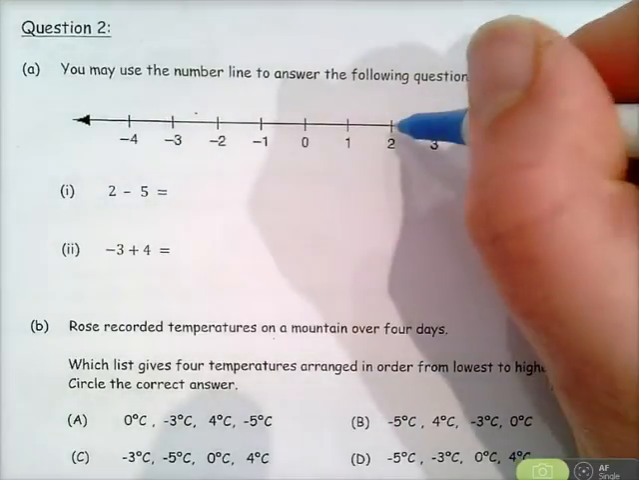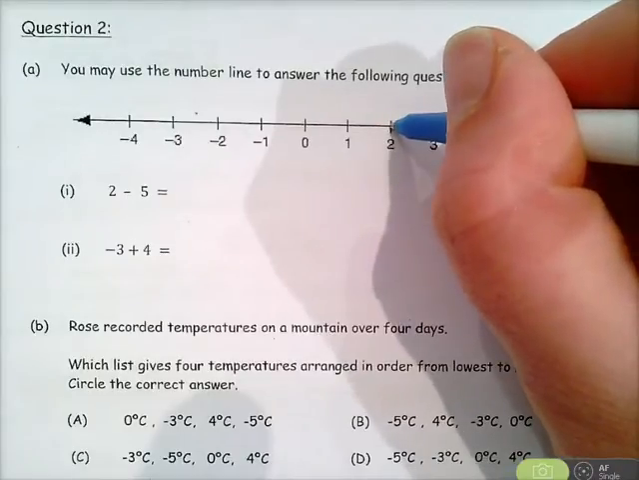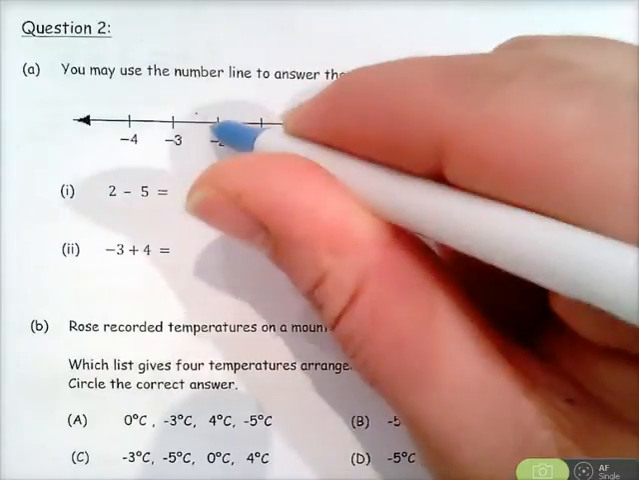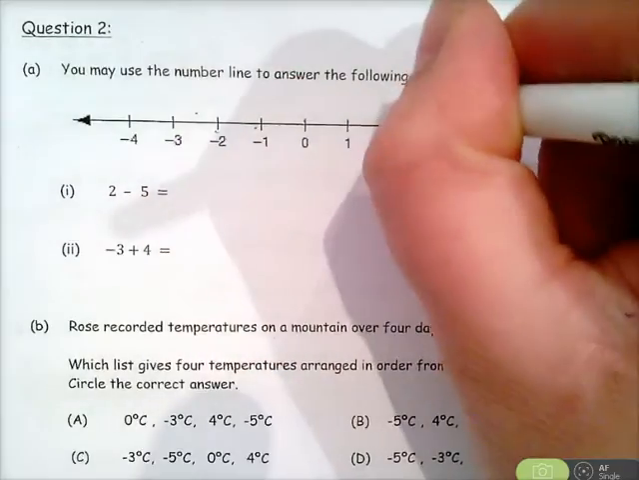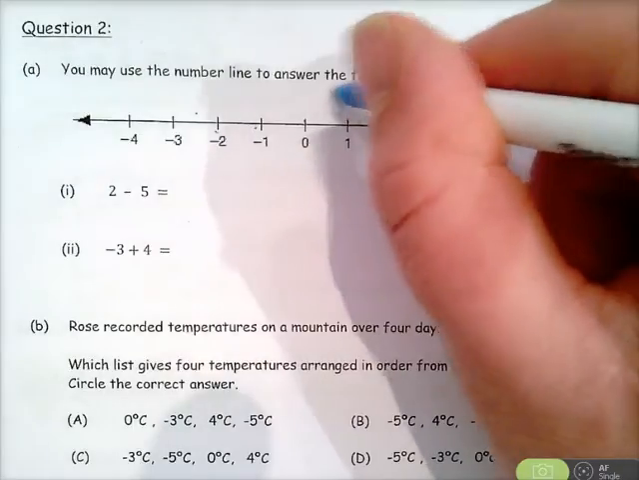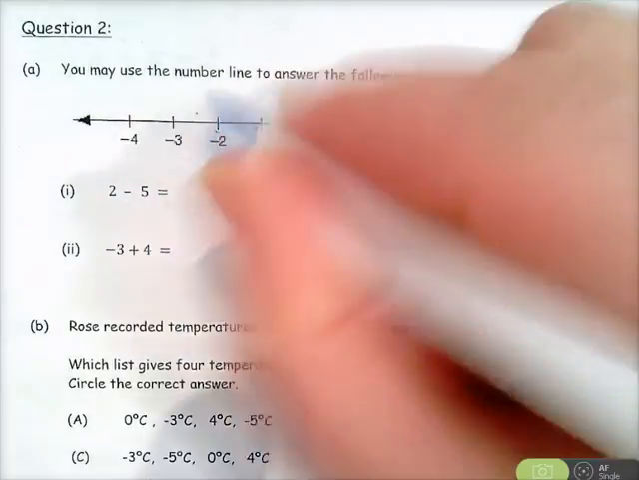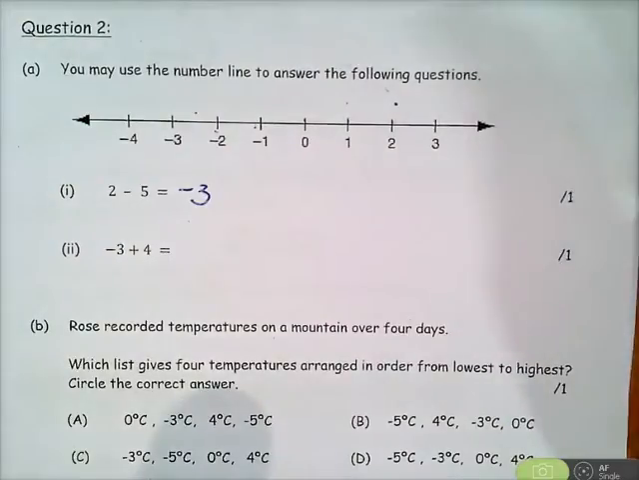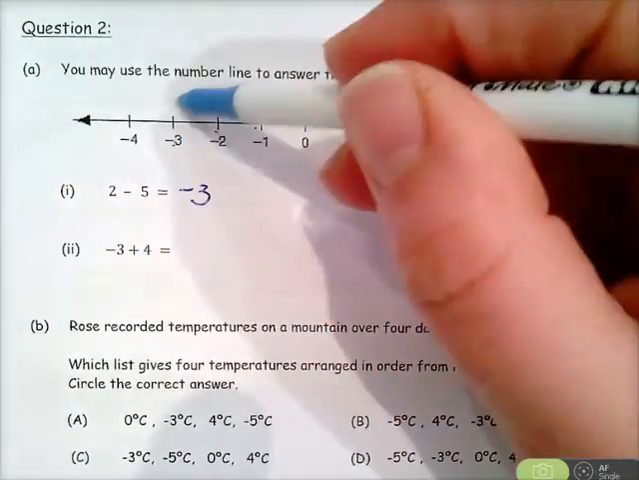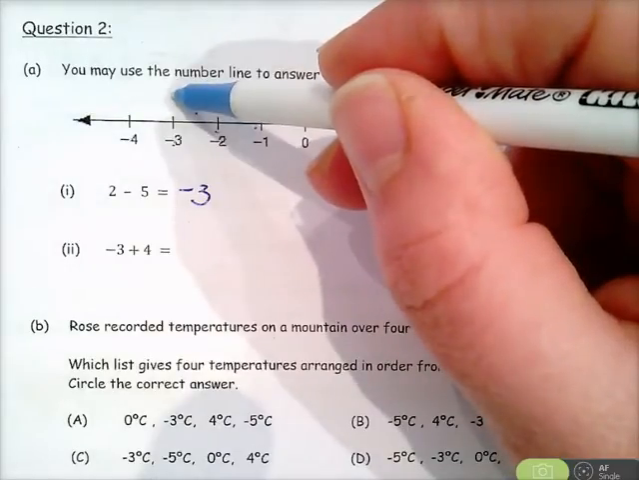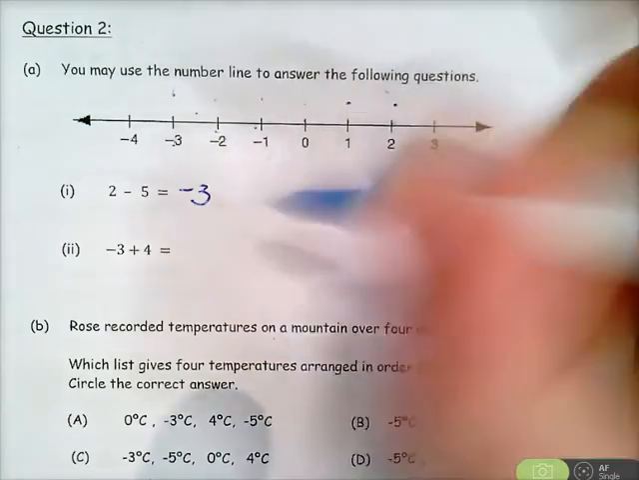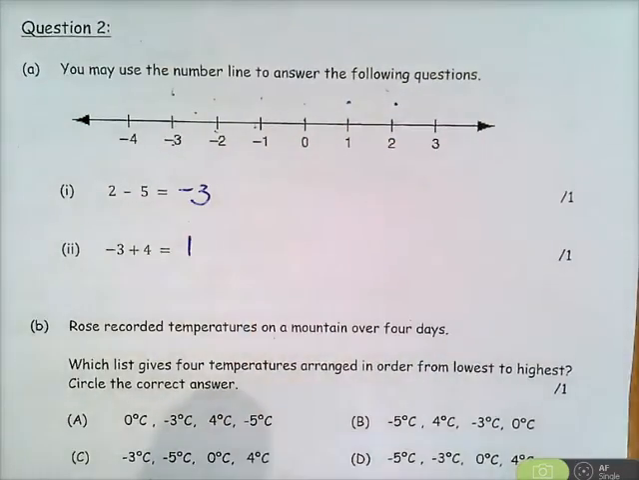2, take away 5. So, we start at 2 and we take away 5. So we go back 1, 2, 3, 4, 5. So again, I started at 2 and I'm taking away 5. So I go back 1, 2, 3, 4, 5. My answer is -3. With the next one, I start at -3 and I'm adding 4. So start at -3 and add 1, 2, 3, 4. And I end at +1.